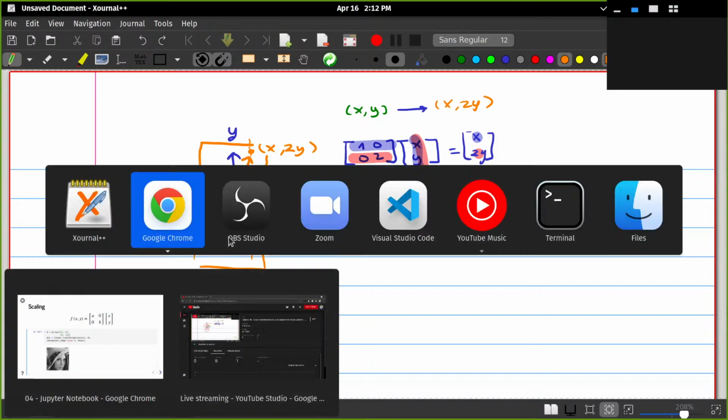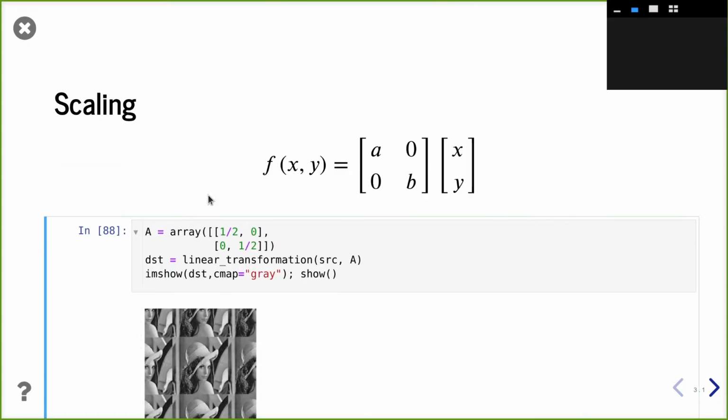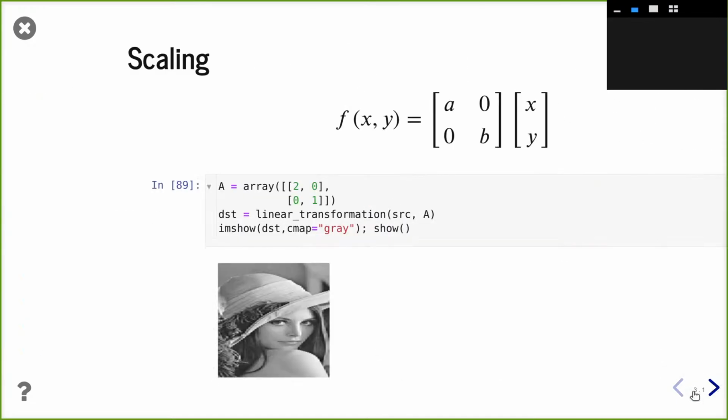Okay, so that's why if I do a linear transformation with 2, 2, I will get an expansion. If I have 1/2 and 1/2, I'll shrink the image. And if I do, for example, 2 and 1, I will enlarge the x-axis, and the y-axis will remain the same. That's why it's bigger in this direction, like that.